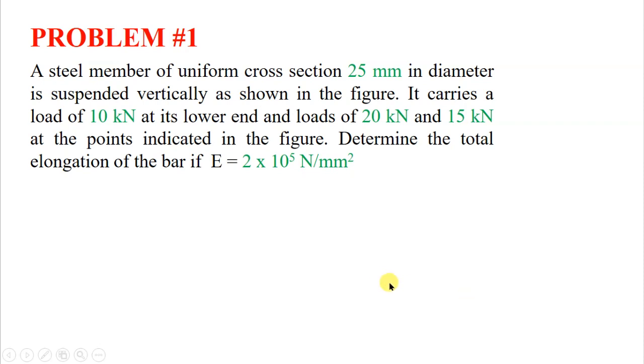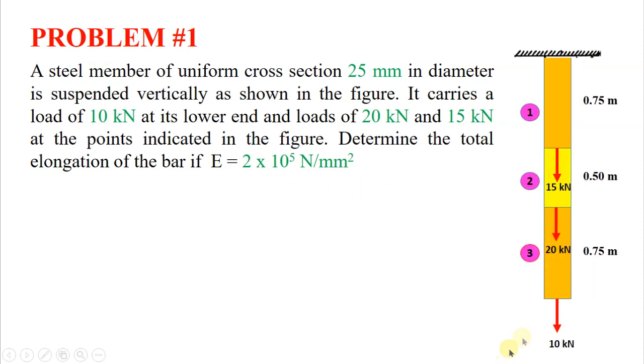A steel member of uniform cross section 25 mm in diameter is suspended vertically as shown in the figure. It carries a load of 10 kN at its lower end and loads of 20 kN and 15 kN at the points indicated in the figure. Determine the total elongation of the bar if E is equal to 2 into 10 power 5 Newton per mm square. Here you can see the diagram which clearly represents the question.